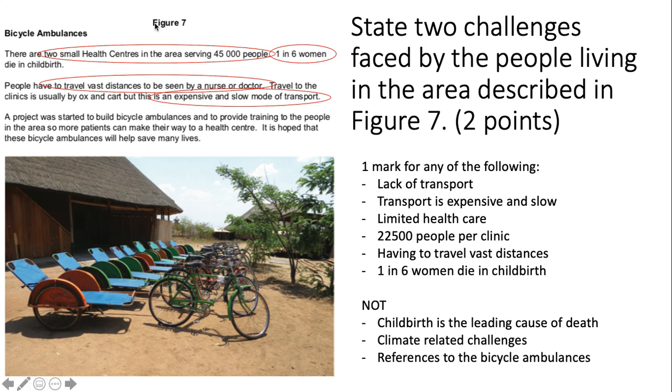So when they ask about Figure 7, they are talking about the whole thing, including the text that they give as well. Some people talked about climate-related challenges or references to the bicycle ambulances specifically, but we're just looking for literally what it says in the text. Sometimes they'll put in questions like this, and you'll think, no, that's too easy, it can't possibly be those, so I'll look for something a bit more. And that's not the case. They just want to know how well you can read and understand what you've read and then repeat it back.